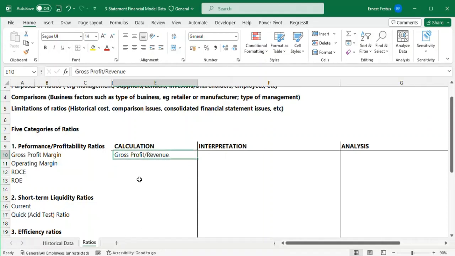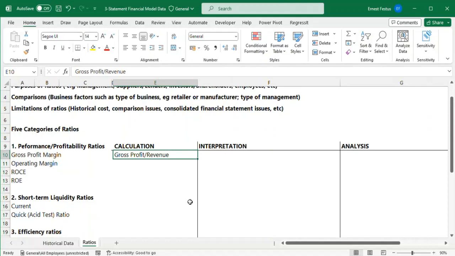Then gross profit. We all know that gross profit is revenue less cost of sales. So gross profit is always affected by higher revenue or lower revenue, and a higher cost of sales or lower cost of sales. Those are the two things that affect your gross profit potential.